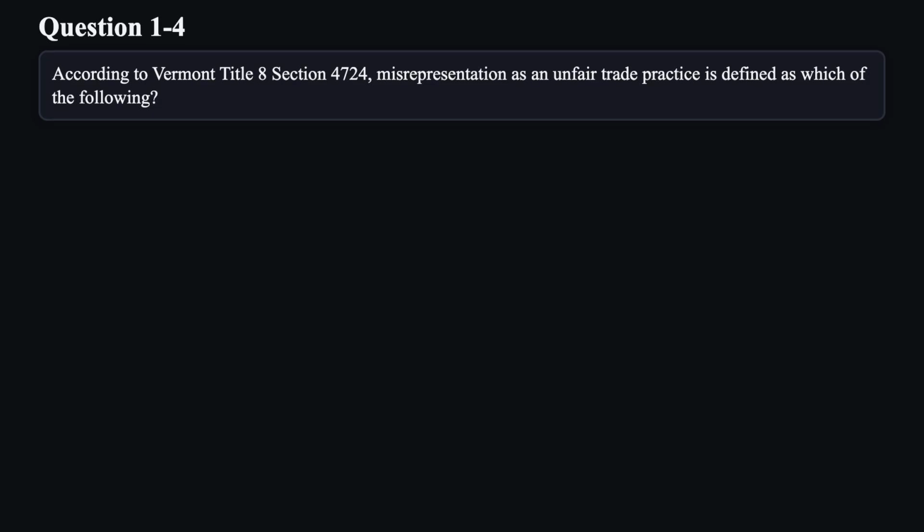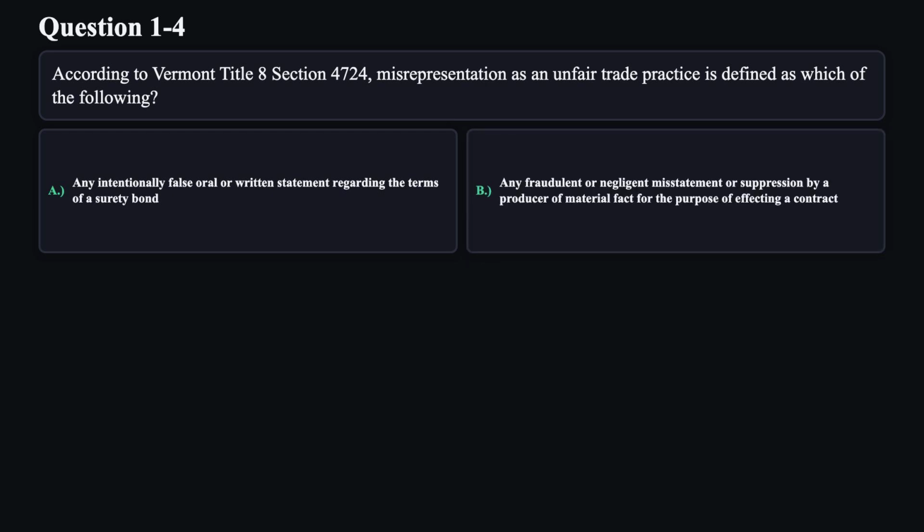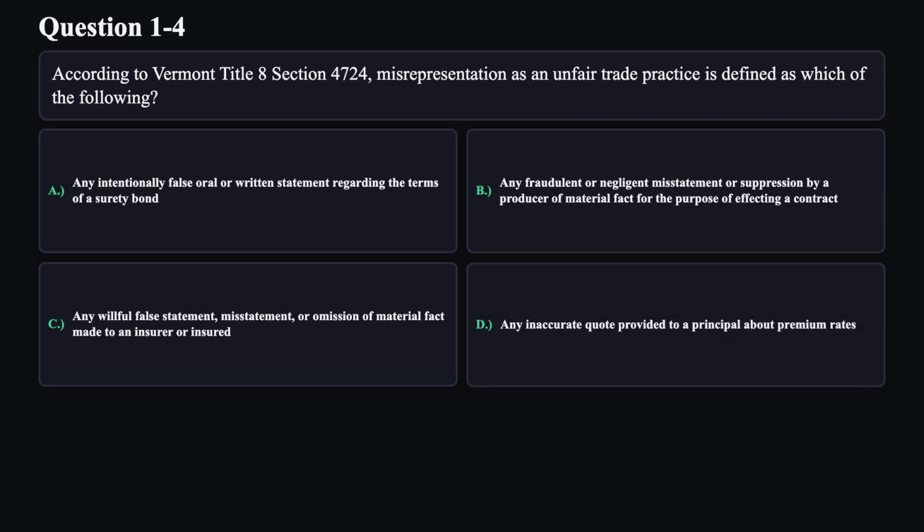Question 4. According to Vermont Title 8, Section 4724, misrepresentation as an unfair trade practice is defined as which of the following? A. Any intentionally false oral or written statement regarding the terms of a surety bond. B. Any fraudulent or negligent misstatement or suppression by a producer of material fact for the purpose of effecting a contract. C. Any willful false statement, misstatement, or omission of material fact made to an insurer or insured. D. Any inaccurate quote provided to a principal about premium rates.